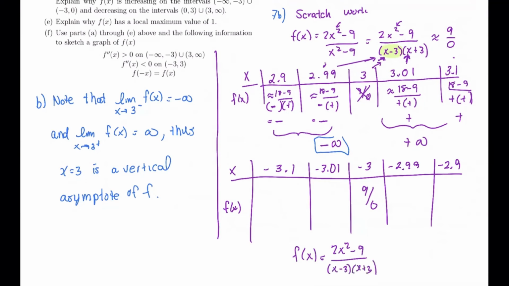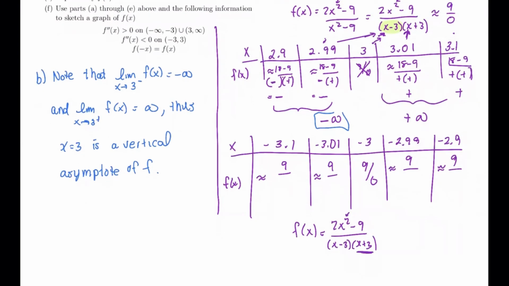The numerator is still approximately 9 for all of these, because these numbers are so close to 3 that when you square them, they're very close to 9, and 2 times something close to 9 is close to 18, and 18 minus 9 is still 9. So the numerators are always about 9. And then this denominator here is the one that matters.